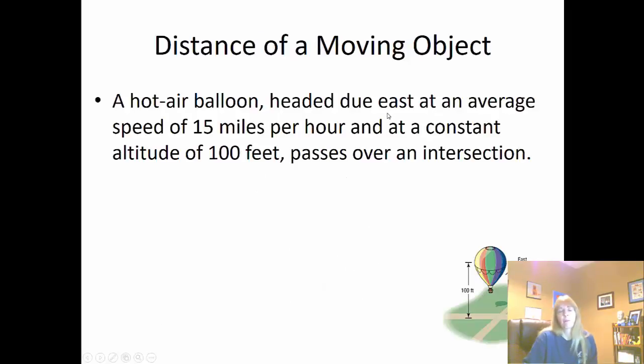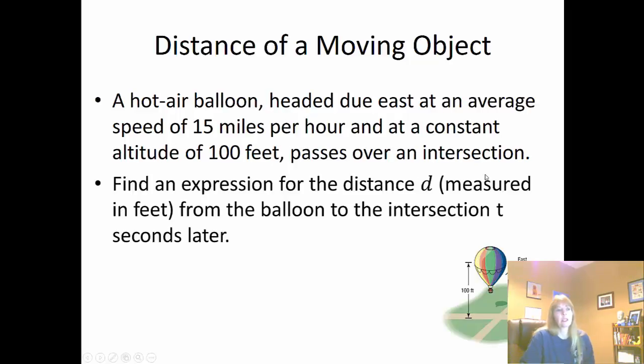All right, the distance of a moving object: a hot air balloon headed due east at an average speed of 15 miles per hour and at a constant altitude of 100 feet passes over an intersection. Find an expression, just something you could set up, with distance d.